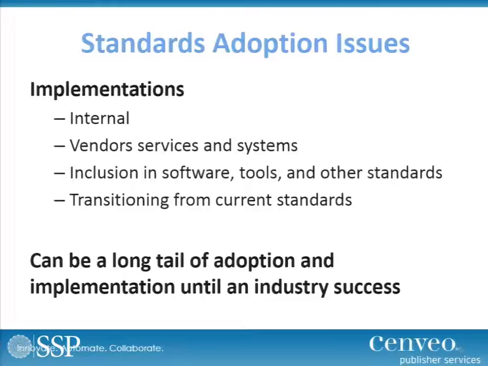Obviously, the big issue is that the success of a standard is based on widespread adoption and implementation. What does that mean? What are the implementations? They can be internal at a publisher itself or a library, or at vendors, services, and systems, or it can be inclusion in software and tools. And in some standards, the key for success is incorporation into other standards. Transitioning from current standards to the new one can be a logistical challenge.